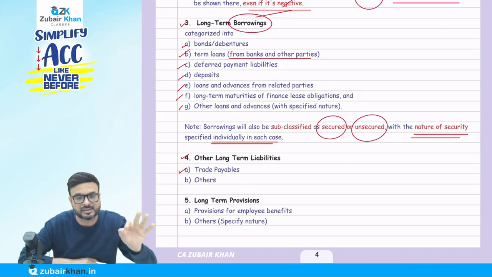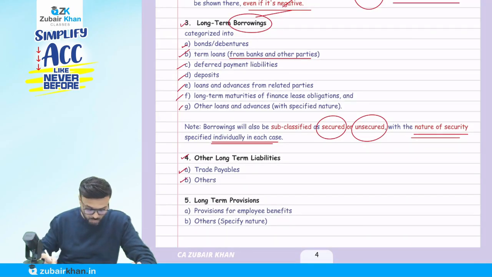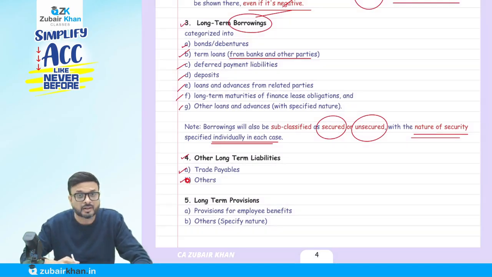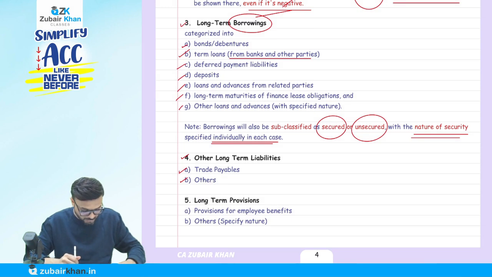So it is a rare possibility that we are going to pay after 1 year. In that case, trade payable will be part of non-current liability. As there is no interest here, it will be part of other long-term liability. Any liability that we have taken, for which we are liable to pay after 1 year, will come under the others.